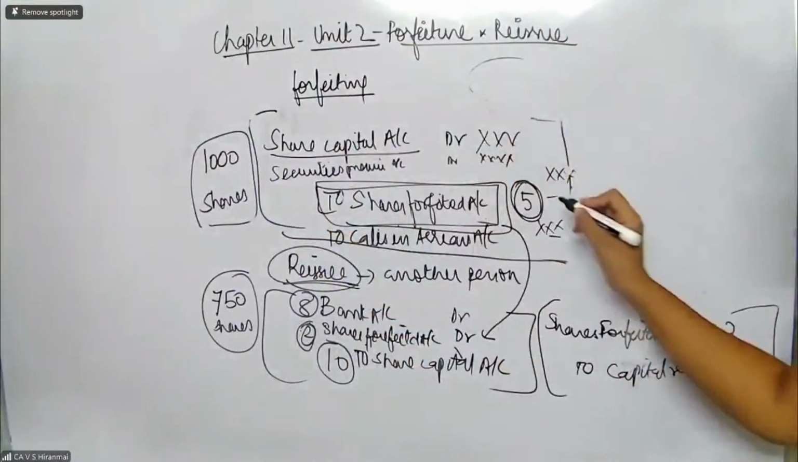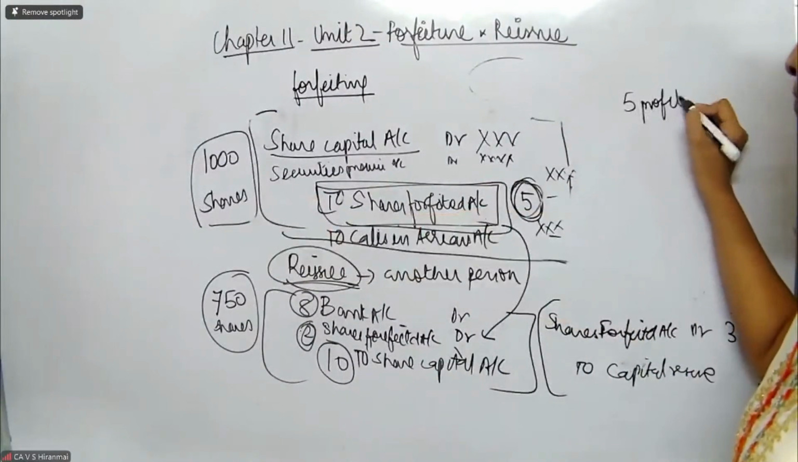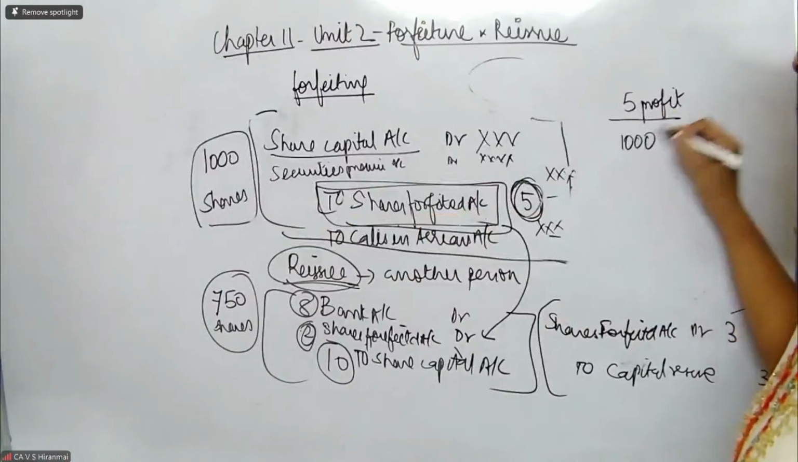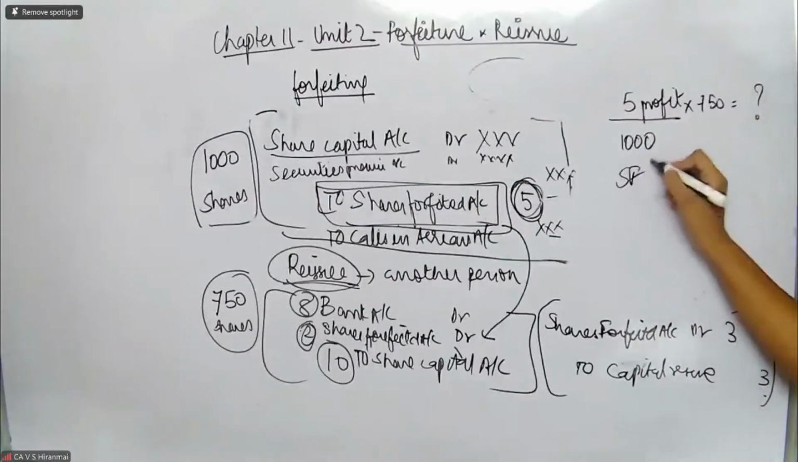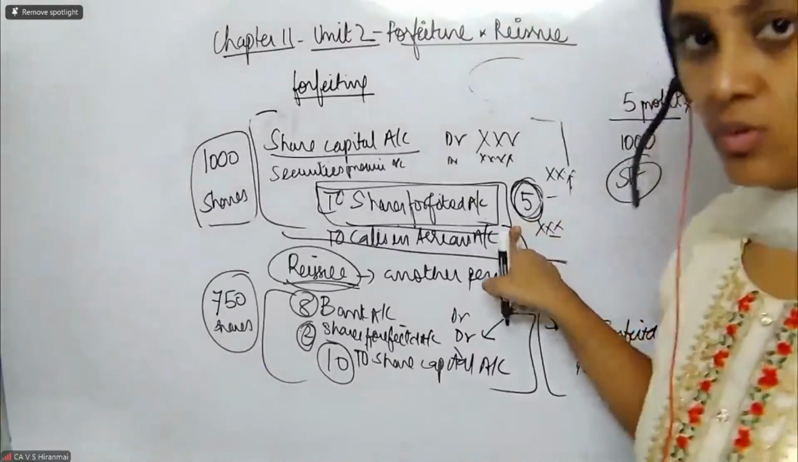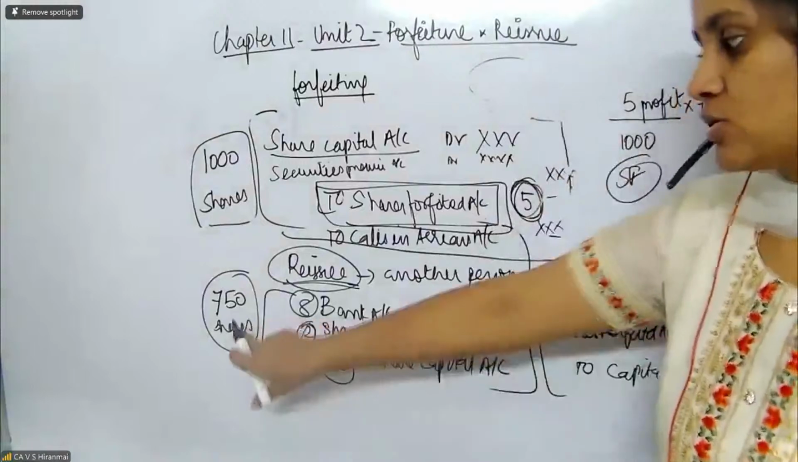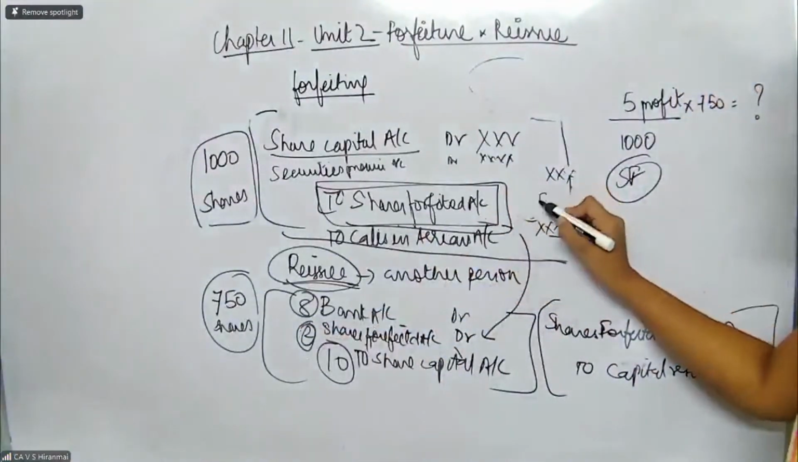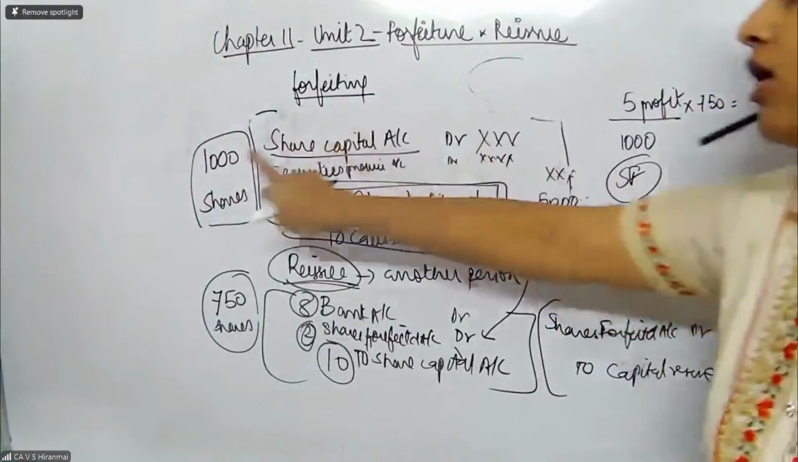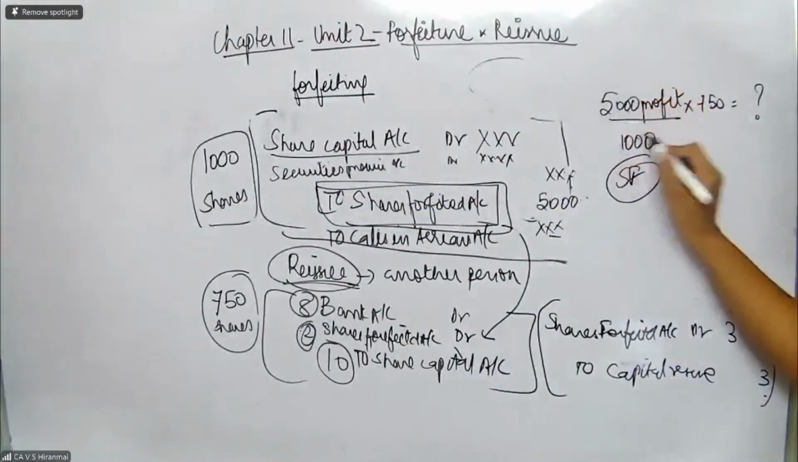So the formula that you should use: the profit that I made is for how many shares? 750 shares out of 1,000 shares. You need to find out how much amount of the shares forfeited pertains to the reissued shares. A simple example: suppose he has paid 5,000 rupees on 1,000 shares. So I am going to write 5,000 rupees divided by 1,000.